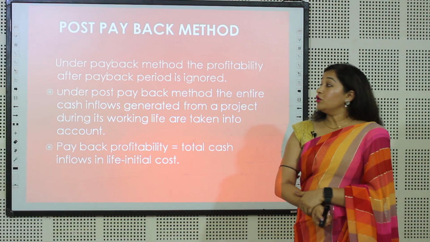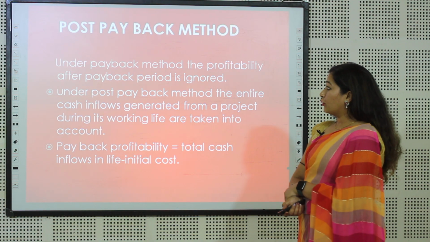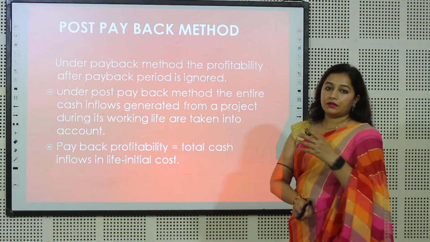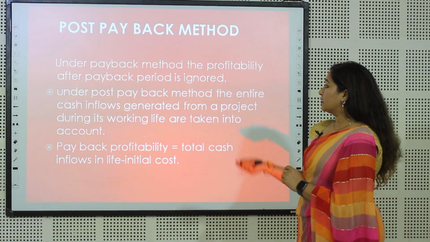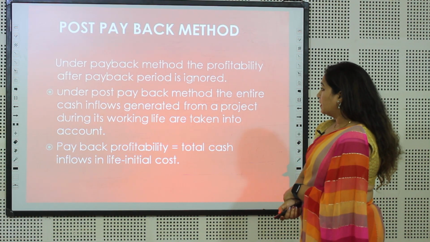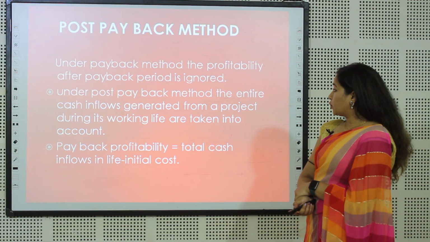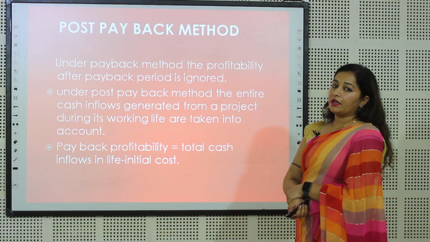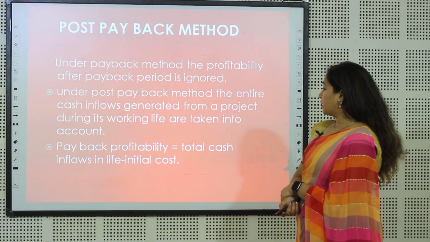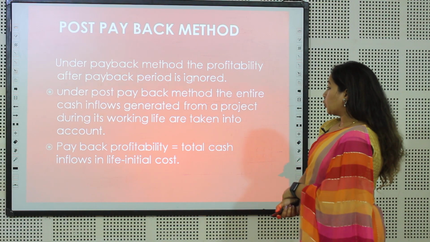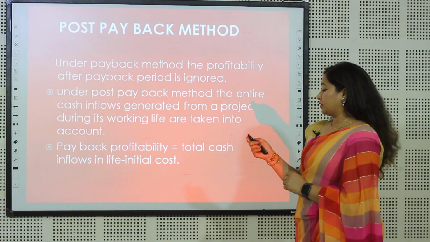Next is the post payback method. Under the payback method, the profitability is not taken into consideration; we ignore the profitability. So the next method is the post payback method. The entire cash inflow generated from the project during its working life is taken into account in this method. The formula of this method is post payback profitability is equal to total cash inflow in life minus initial cost.